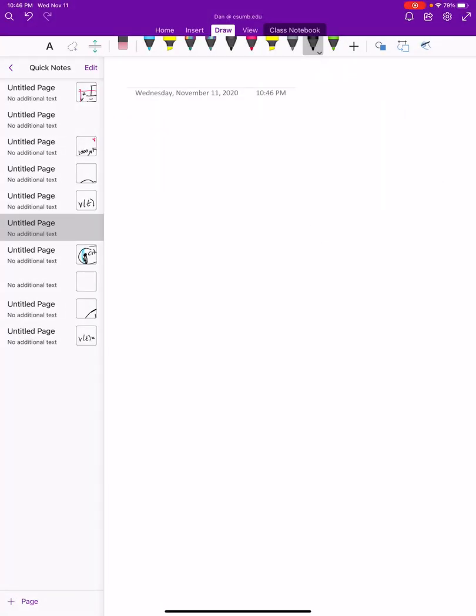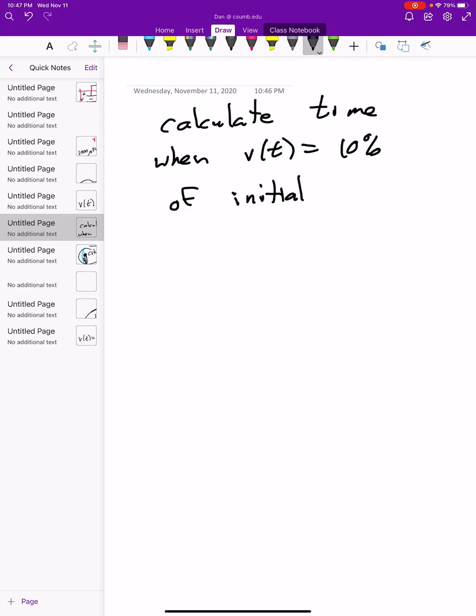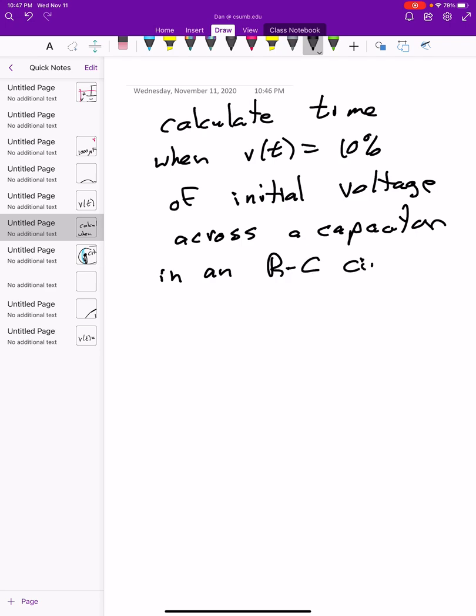Okay, I'm going to do an example for you of calculating the time when the voltage is equal to 10% of the initial voltage across a capacitor in an RC circuit. Remember, an RC circuit looks like this.